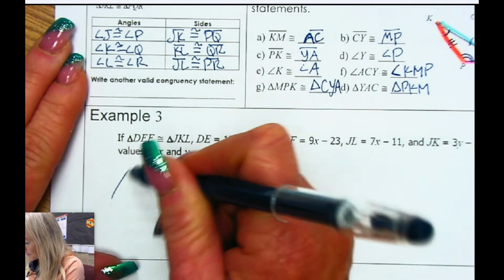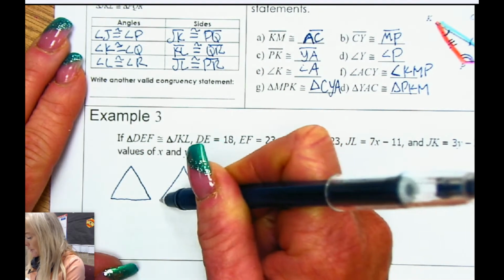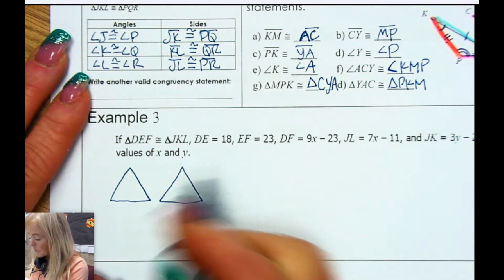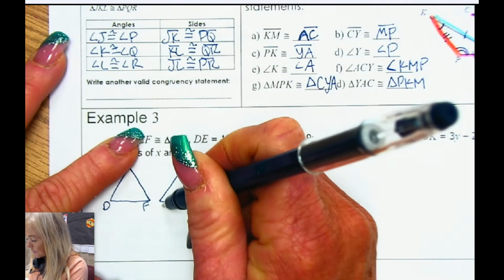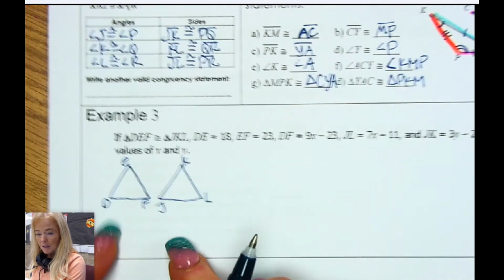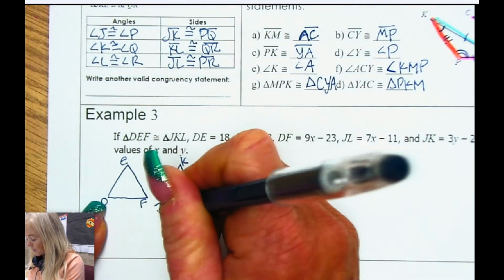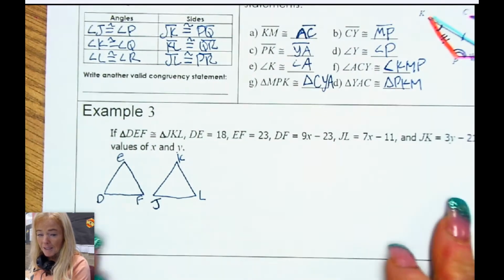First thing I would do is create my triangles. So I would just draw two triangles and make it as easy as possible, keep everything lined up so it's just slid over. Label this DEF, and then label the second one JKL, just because that's the easiest way to go. You have D lined up with J, you have E lined up with K, and you have F lined up with L, just like it is in the congruency statement.